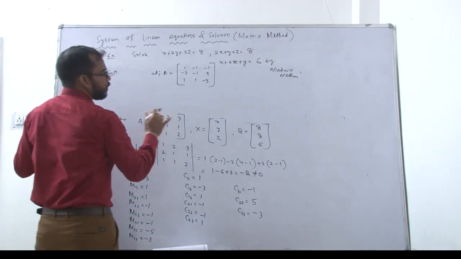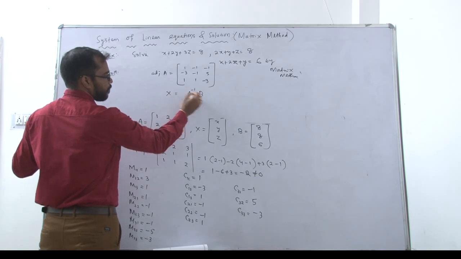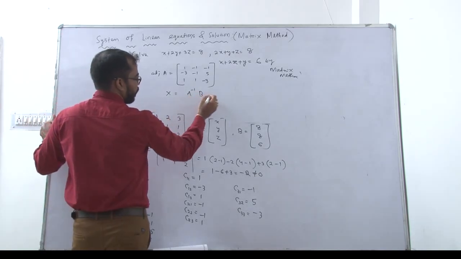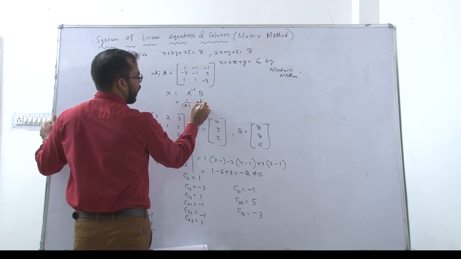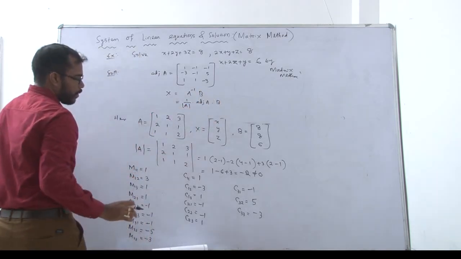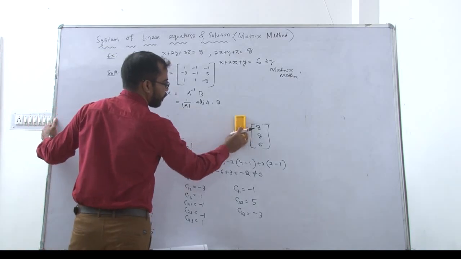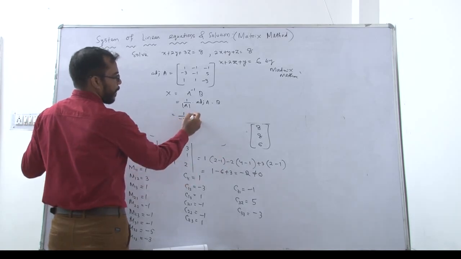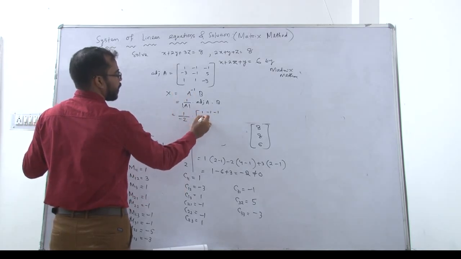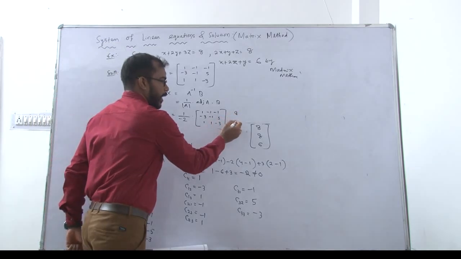Now, as you know, the formula of x, that is x is equal to A inverse of B. So the value of inverse of A is equal to 1 by determinant of A into adjoint of A, into the value of B. So now we have to put the values. 1 by determinant of A is minus 2, into adjoint of A: 1 minus 1 minus 1, minus 3 minus 1 5, 1 1 minus 3, and the value of B is 8 8 6.